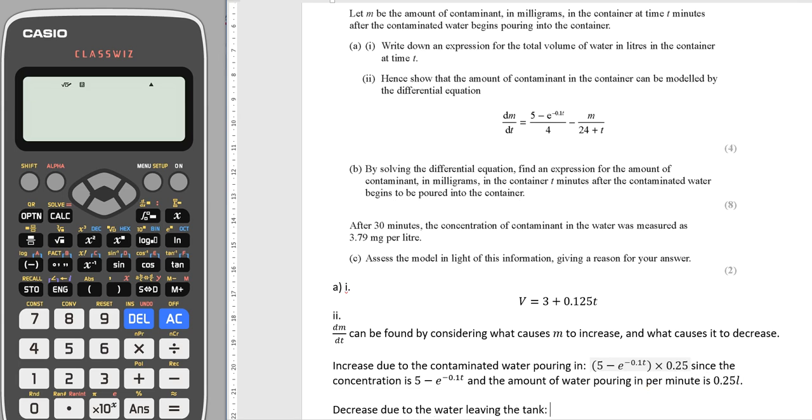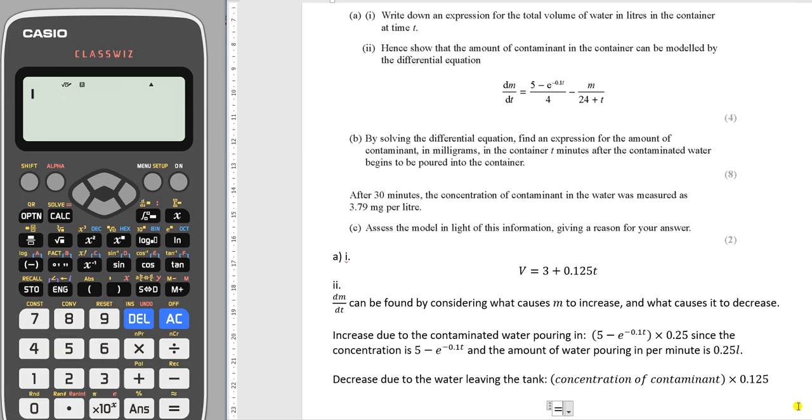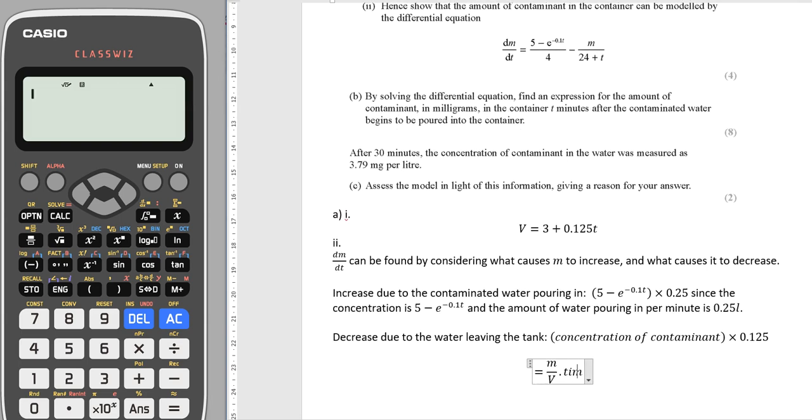The decrease, due to the water leaving the tank, well, we can start with the fact that there's 0.125 litres, but then how much contaminant is there? What is the concentration, I suppose, in here? Concentration of contaminant in the whole tank. To get that, we need to know two things. The amount of the contaminant is known as M. That's what they've defined it as. But then the tank has a volume of V, and V changes as time goes by. So we have M over V times 0.125. Or I suppose we could write it as M over 8V.